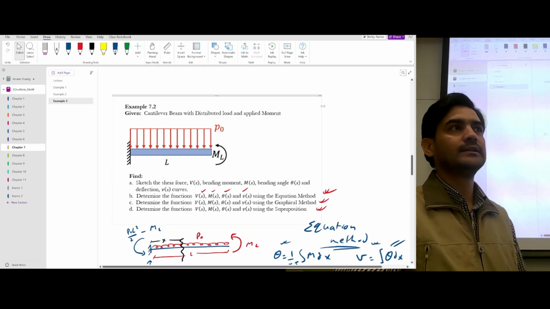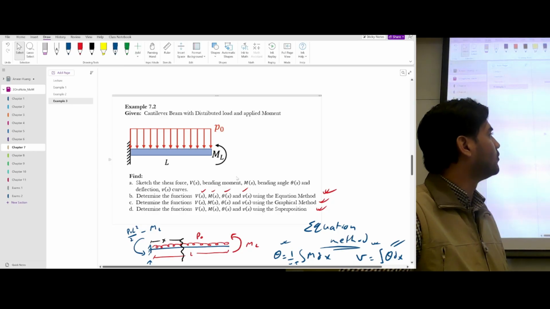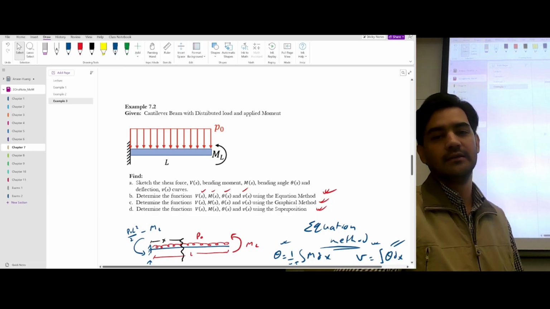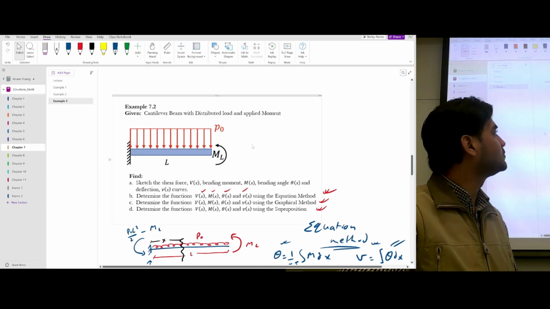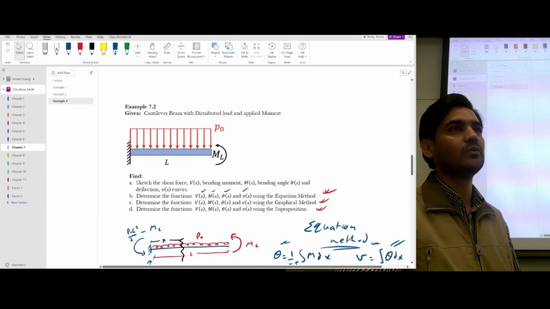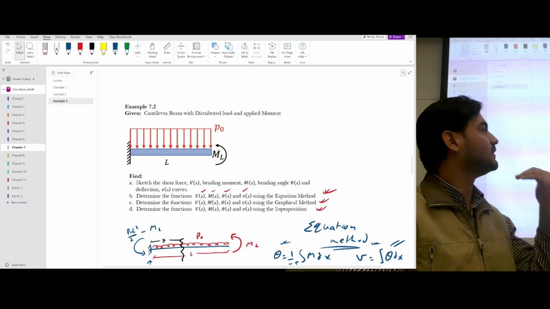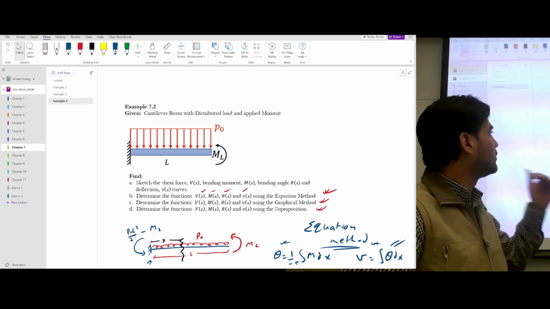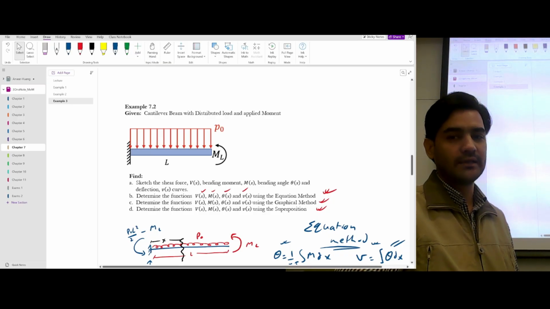7.2. It's a cantilever beam and it has a uniformly distributed load and it has a moment at the end. So there are multiple ways to solve this beam. Basically what we are trying to do is calculate the elastic curve, which is the displacement or the deformation of this beam. There are multiple ways to do this.